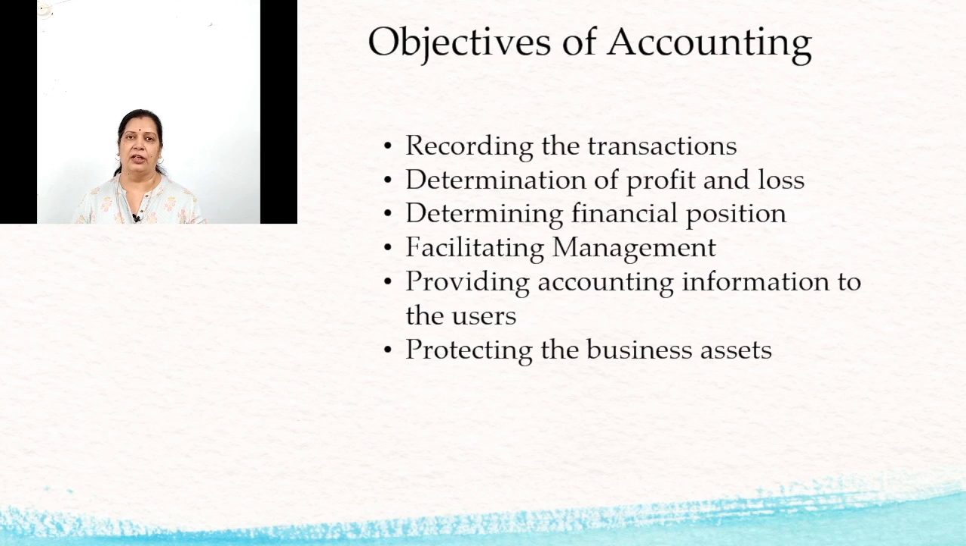नेक्स्ट पॉइंट इज प्रोवाइडिंग अकाउंटिंग इंफॉर्मेशन टू द यूजर्स। Now, first we are going to know about who are the users. Users are of two types, that is internal users, management of the business, and external users, the outsider from the business, that is bankers, creditors, and other. So the accountant provide the information both to internal and the external users.